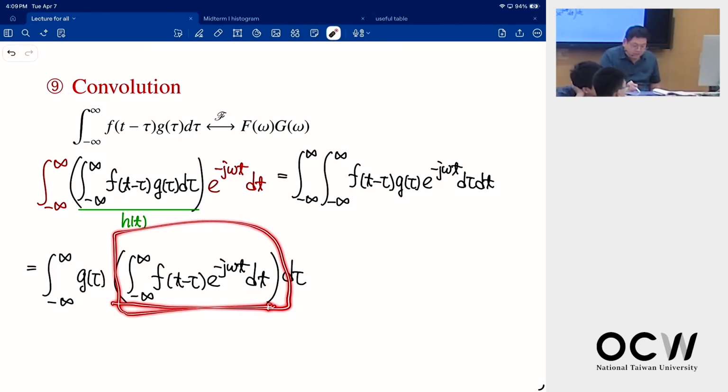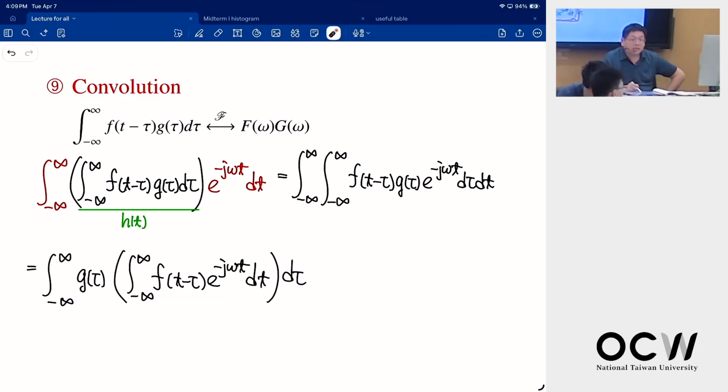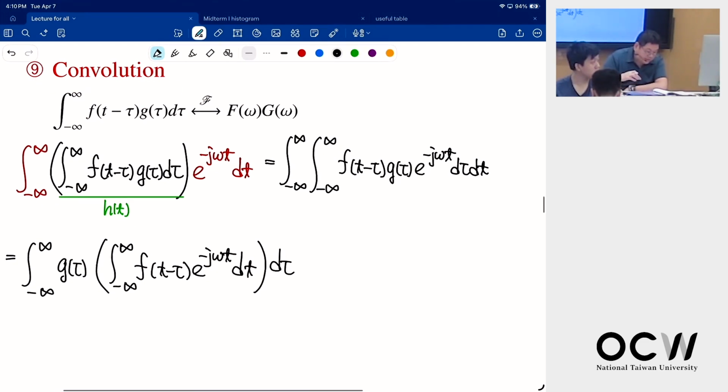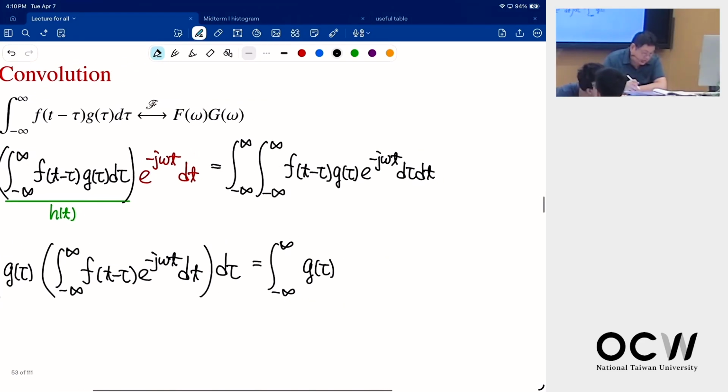What happens if we have a time delay? What is this? If I have a delay in time, what happens in frequency? Right. So if I have a time delay, in frequency domain the magnitude is the same, but I have a phase difference. The phase difference is the complex exponential. So this is a Fourier transform times the phase difference.